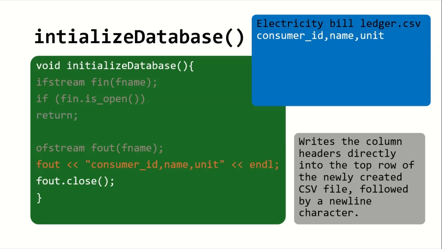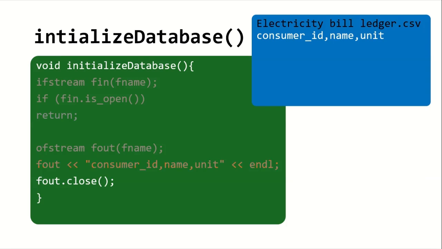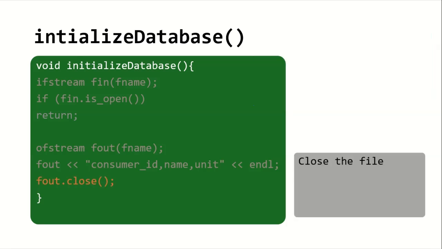Then we write fout, consumer ID, unit, name. This is the header. So we use fout with the angle brackets, two times the angle bracket, to write in the file. We have written in the file the electricity bill ledger header, consumer ID, name and unit, which is comma separated. This is the comma separated header in our file. And there's a basic rule in file manipulation: if you open a file and you have manipulated it and you are done with it, always close the file. So we close the file at the end.